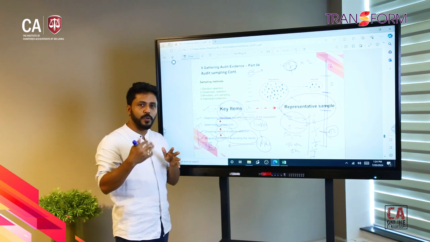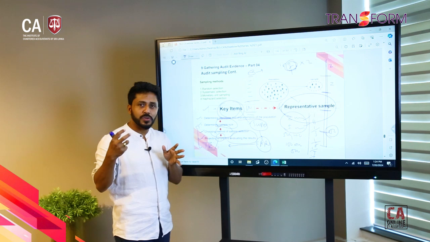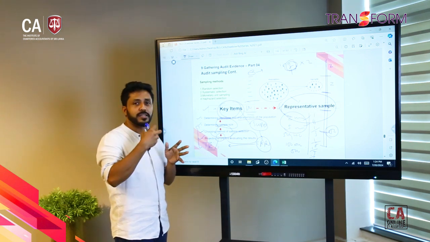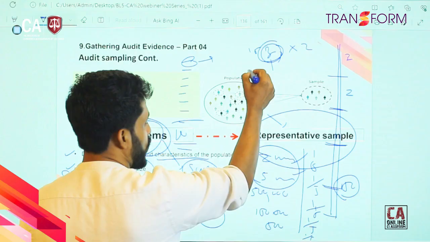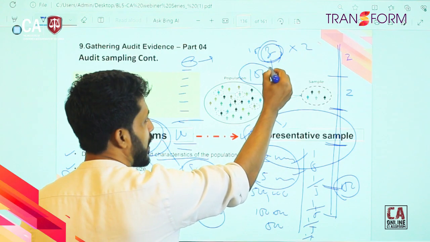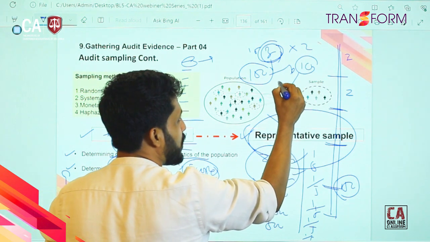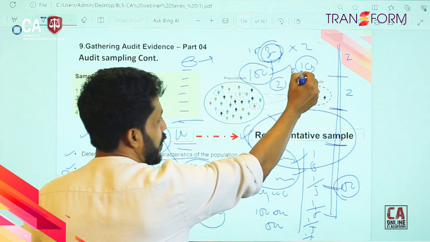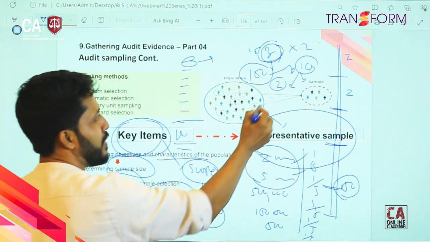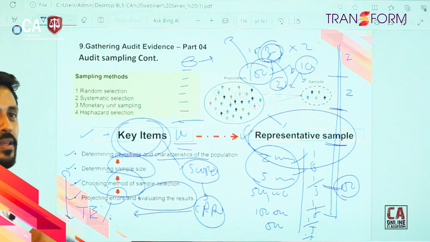So after having a population, any exception you identify, you need to project to the population, right? Let's say your population is 150. You selected only 10. From this 10, you identified two items are misleaded. For 10, two items misleaded. So for 150, how many items may be? That's the projection you have to do, right?